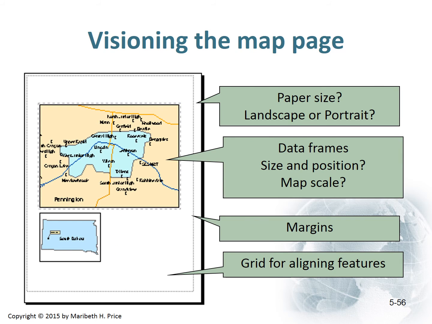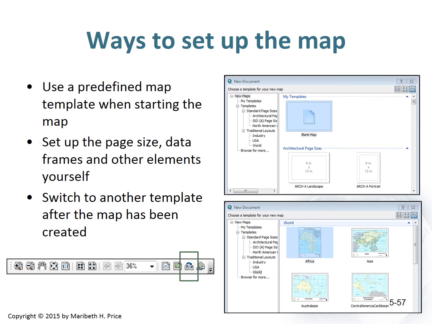A couple of things you need to do when you're visioning what this map should look like: paper size. Do you want to put it in landscape or portrait? Looking at the area you want to map can really help, because that gives you an idea whether it's naturally more upright or more horizontal. You want to think about the margins of your map and make sure you're using good spacing, and you can use grids or align features to get these things squared away.